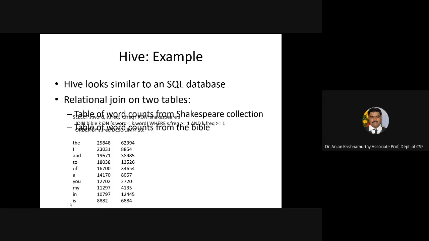The count is basically given for these two things. Then the merge can happen with something like this: select s.word, s.frequency, k.frequency from shakespeare as s join bible as k on s.word = k.word where s.frequency > 1 and k.frequency > 1 order by s.frequency DESC limit 10, right? So this can be the query that can be used for this particular example.